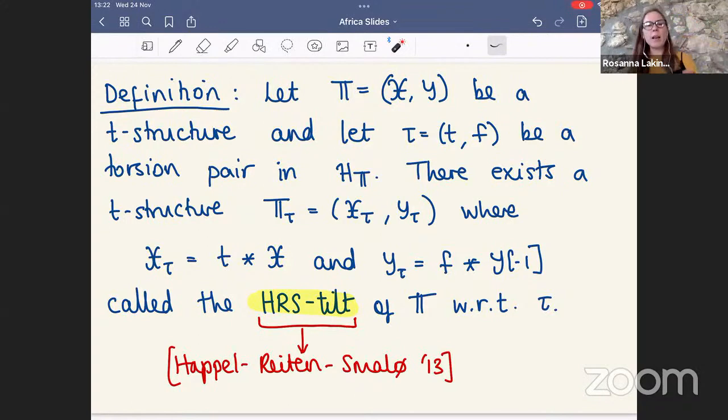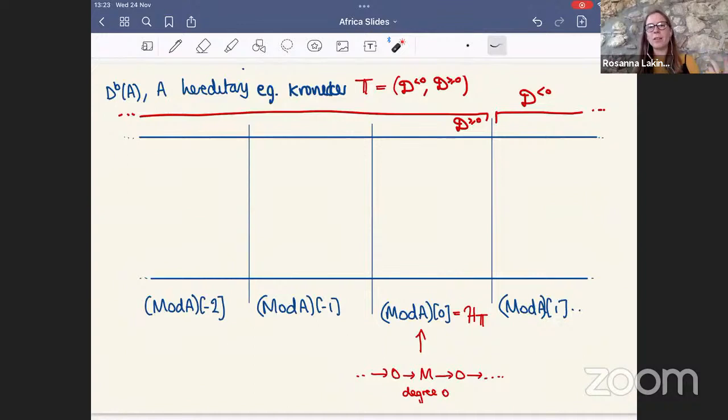Okay, so the next thing I want to do is illustrate this definition with a kind of drawing, a way to picture it. This picture is really what I always have in mind when I think about these HRS T structures. So I wanted to take a moment to describe it. But it only really looks like this if you have a hereditary ring.